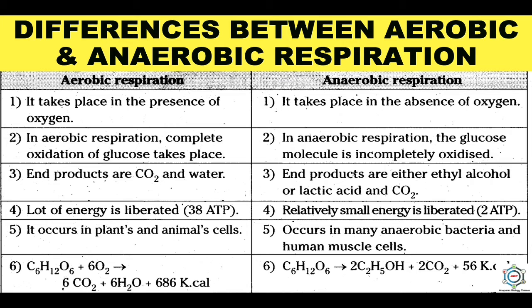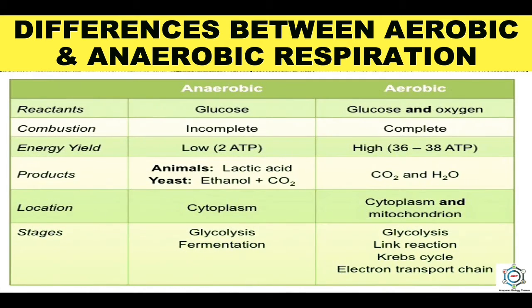In aerobic respiration, a lot of energy is liberated, which is 38 ATP, while in anaerobic respiration, relatively small energy is liberated, which is 2 ATP. Aerobic respiration occurs in plant and animal cells, while anaerobic respiration occurs in many anaerobic bacteria and human muscle cells. Now here you can see the formula, that means the equations of aerobic respiration and anaerobic respiration.